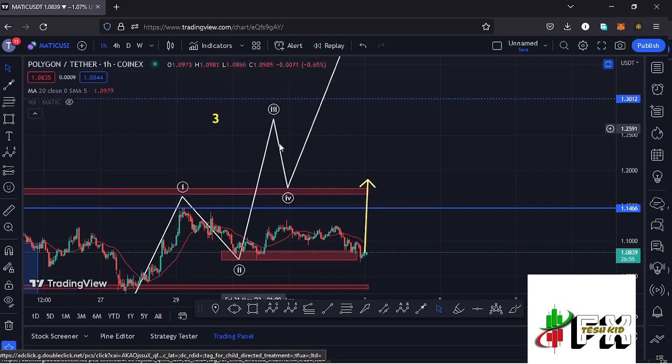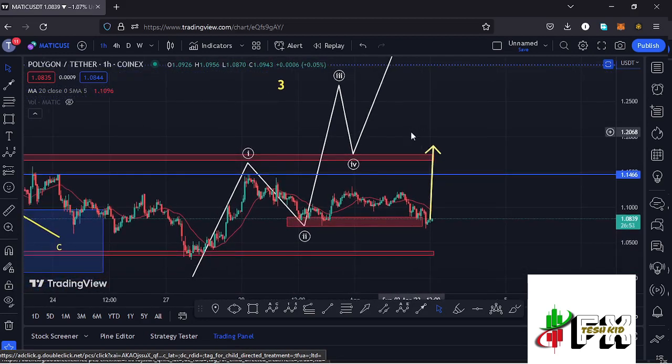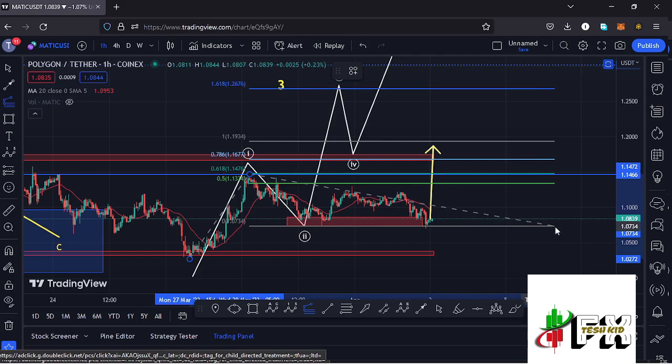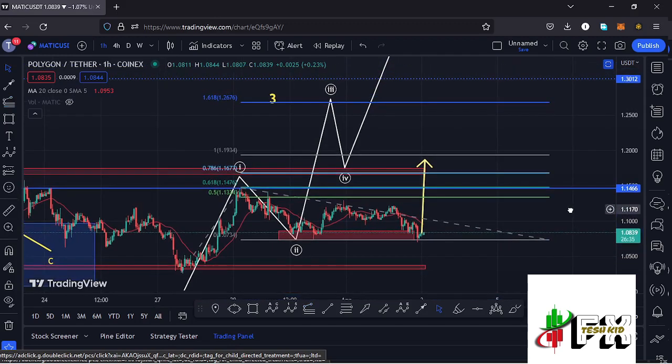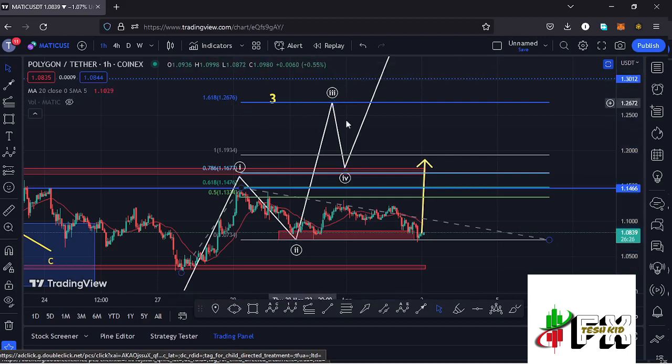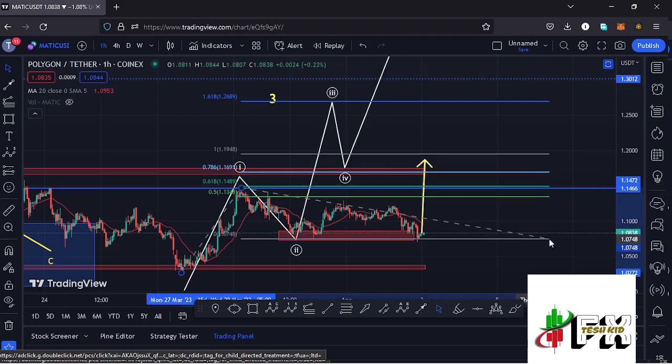And sketching out a target area in the formation of this wave 3, assuming that Polygon Matic is not going to give us one more leg down in the formation of this wave 2, using a trend-based Fibonacci, connecting it from the low of the first wave to the high of that wave 1, then dragging the fibs to the low of the second wave. That now gives me a target area in the formation of that wave 3 at the fib level 1.618, and that is at around the $1.2676 mark, and that is the minimum that we can expect that wave 3 to the upper side to do, assuming that we are not going to see one more leg down in the formation of this wave 2.